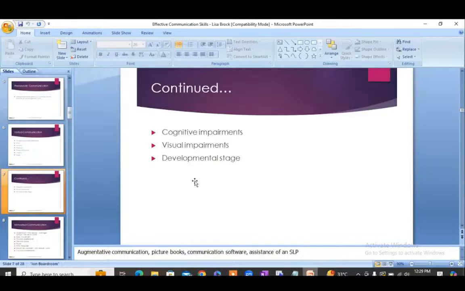Okay. Next, we have cognitive impairments and developmental stage. If you want to ask any question, let me know. I can explain all of them one by one. Should I explain, or is it clear? No, I will explain all of them one by one.